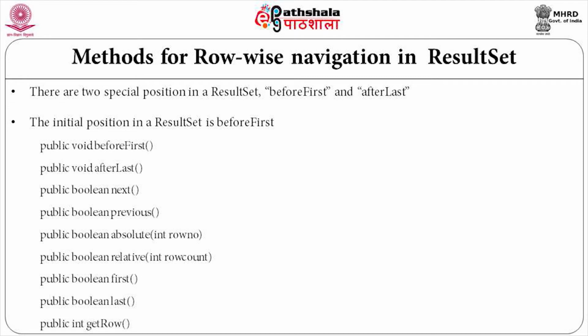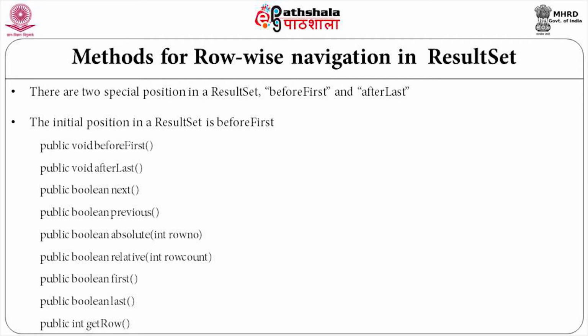Now, if you want to go to the first row from the beginning, or rather move to the next row, you have a method called next. If you are on before first and you say next, you should be moving to the first row. So one navigation is to use the next method to go to the next row. The next method returns a Boolean value, which indicates whether the next row is not the after last. When you say next and you reach the after last position, it returns false.